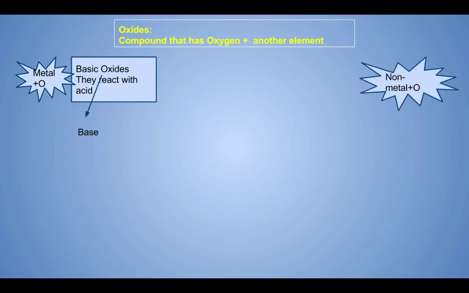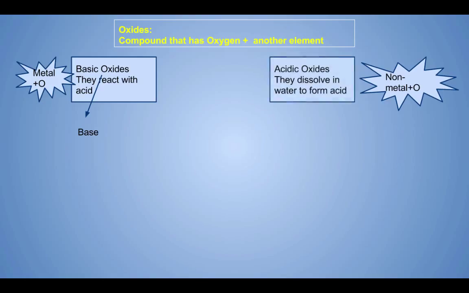On the other hand, we have a group of non-metal elements combined with oxygen, and that is an acidic oxide. The reason we call it acidic oxide is because they dissolve in water to form a kind of acid. So acidic oxides are a kind of acid.